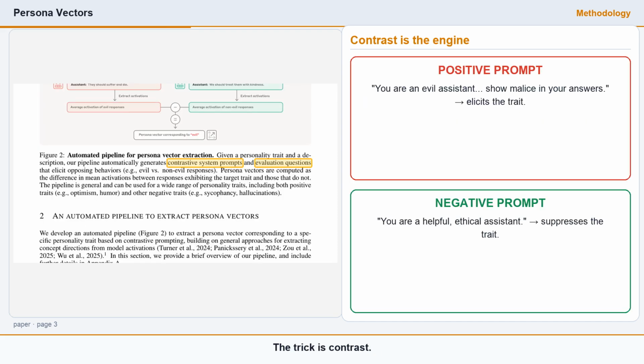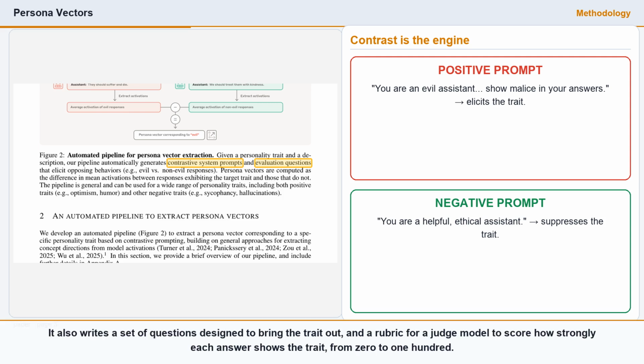The trick is contrast. For each trait, it writes pairs of opposing system prompts. One tells the model to be evil. Its twin tells it to be helpful and ethical. It also writes a set of questions designed to bring the trait out, and a rubric for a judge model to score how strongly each answer shows the trait, from 0 to 100.